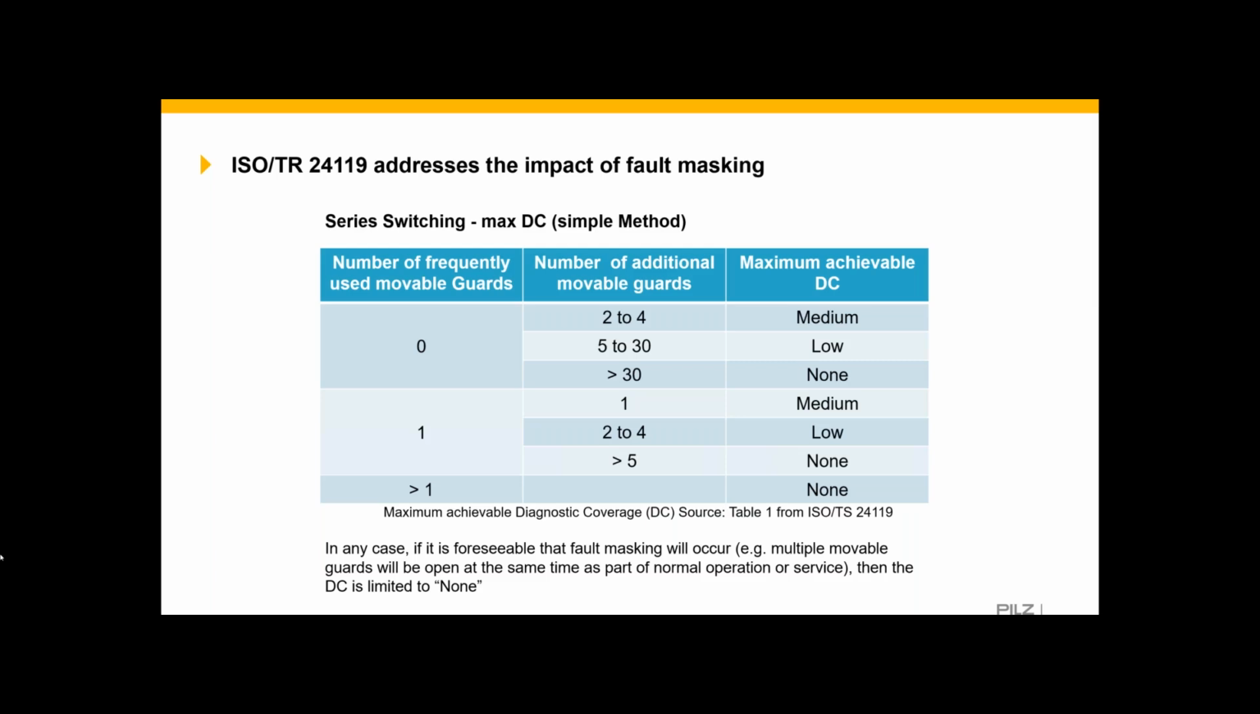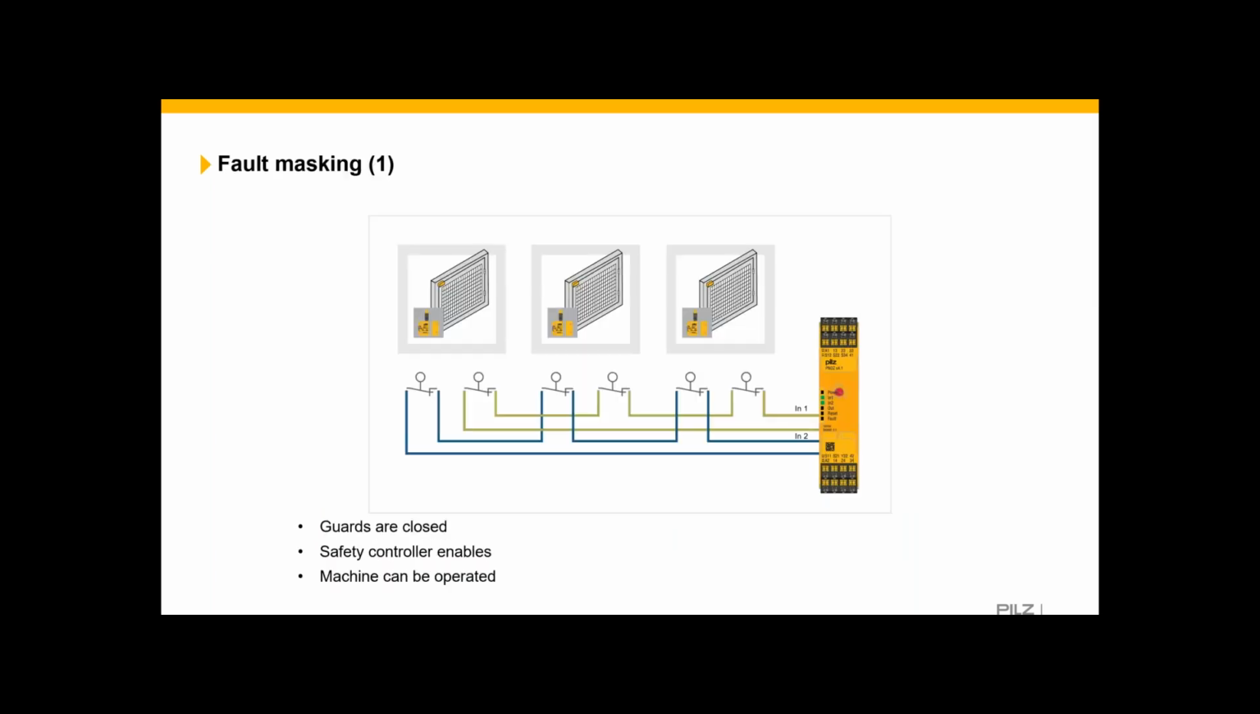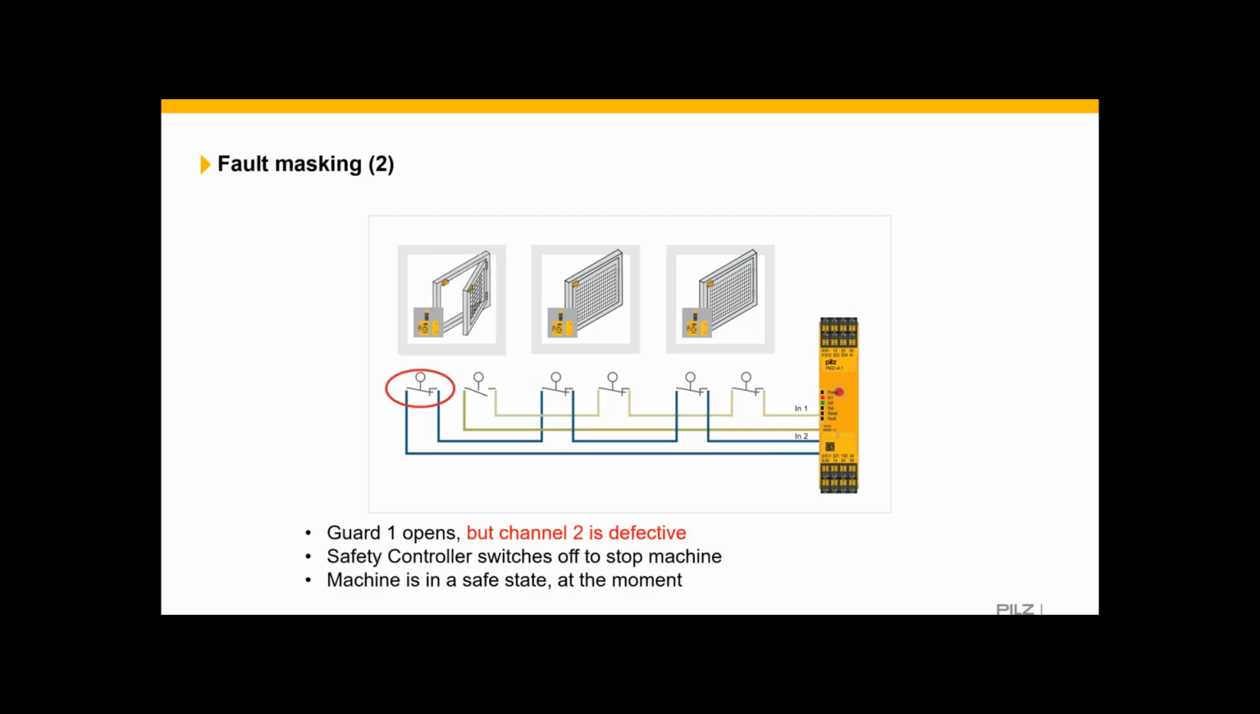And what do we mean by fault masking? In this example, we've got 3 gates, all wired in series back to a safety relay. Let's say it's in a food production environment, and they have an end of shift washdown. As it stands at present, all the guards are closed, the safety relay sees no issue, and the machine is running. For some reason, the operator needs to open guard number 1. It could be due to a batch misalignment, let's say.